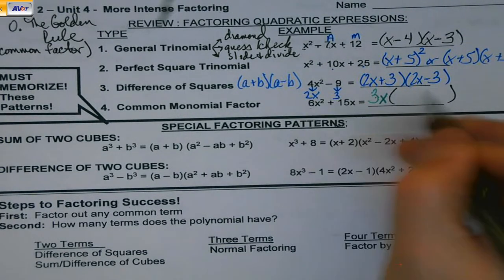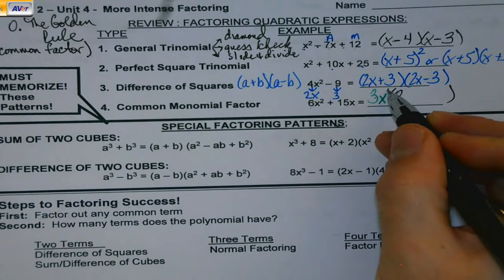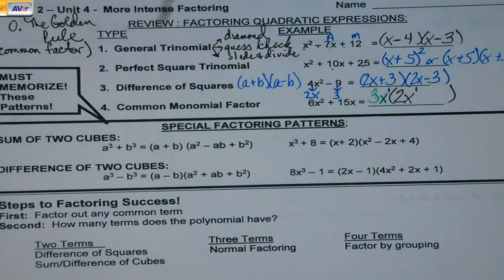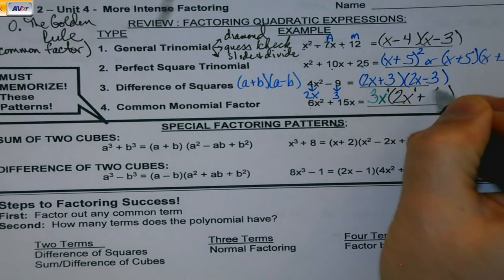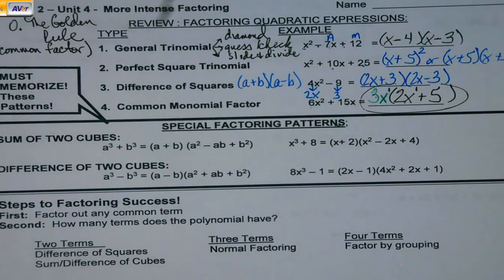So 3 times 2 is 6. And then I've got 1x, 1 plus 1. And you don't have to put the 1's on there, but it can be helpful. Would give me x squared. And then 3 times what gets me to 15? 5. I already have my 1x. So that's as far as I'm going to go.